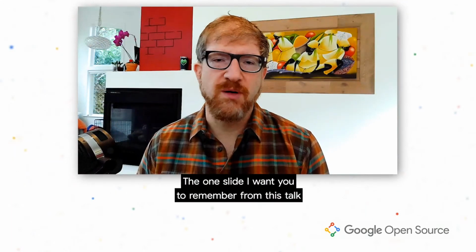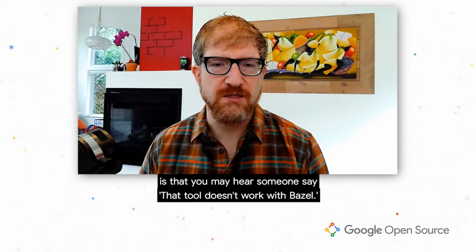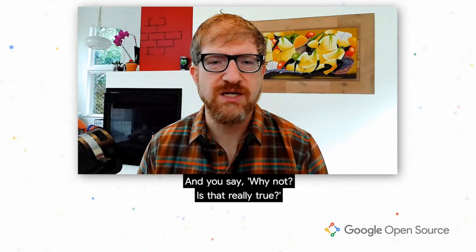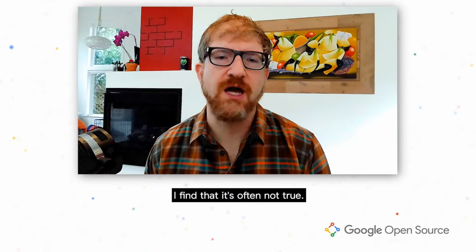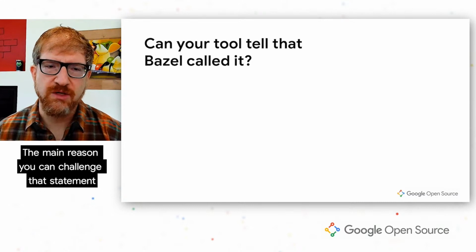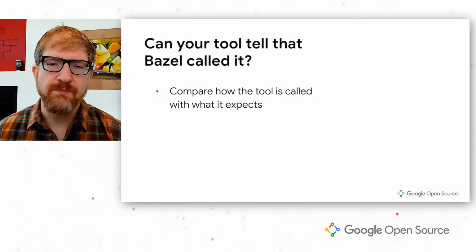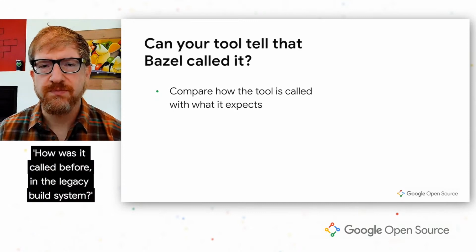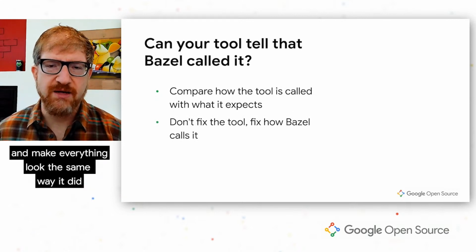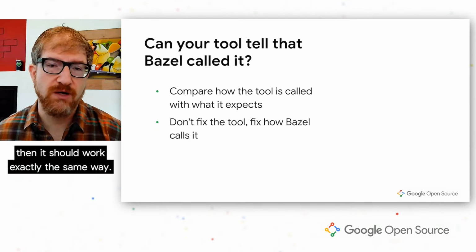The one slide I want you to remember from this talk is that you may hear someone say, that tool doesn't work with Bazel. And this should be the sign to you, this is a trigger. And you say, why not? Is that really true? I find that it's often not true. The main reason you can tell that you can challenge that statement is to simply ask, how can the tool tell that it was called by Bazel? How was it called before in the legacy build system? And if we can figure out all the parts of this process API and make everything look the same way it did when the tool was called under the old build system, then it should work exactly the same way.